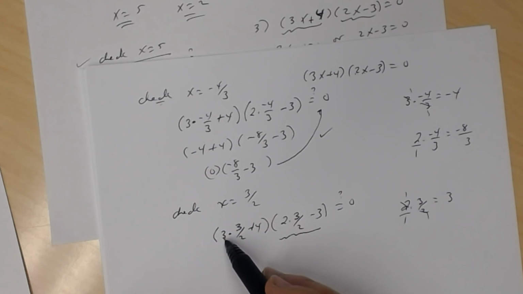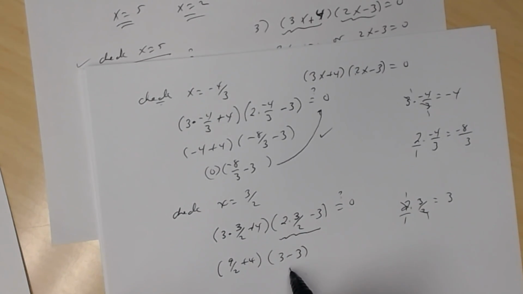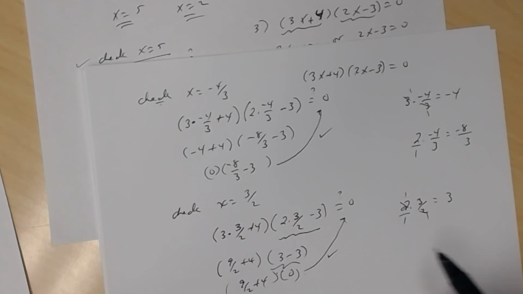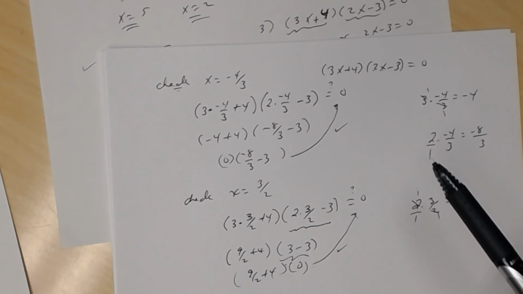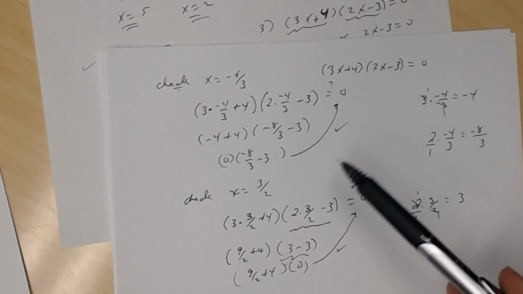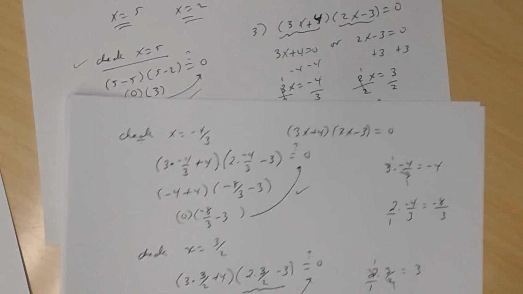So whatever this is right here, and by the way, 3 times 3/2 is 9/2. 3 times 3 is 9, and this is over 1, 1 times 2 is 2. So that's 9/2 plus 4 times 3 minus 3. And I want you to notice that this is 0. And 0 times this right here is still going to equal 0. All right, so you found the solutions, and the solutions do work. You checked the solutions, and you did not make a mistake. Those are your solutions.